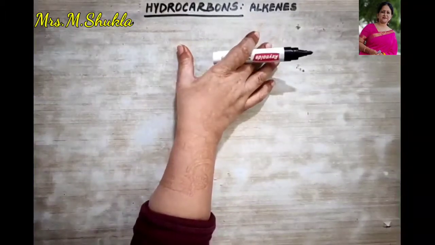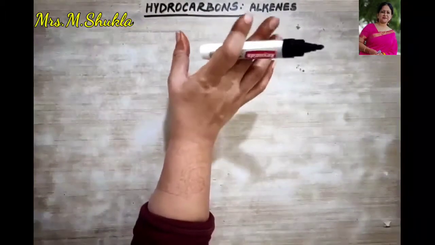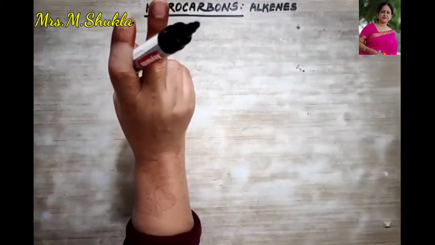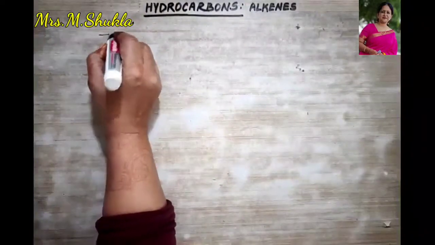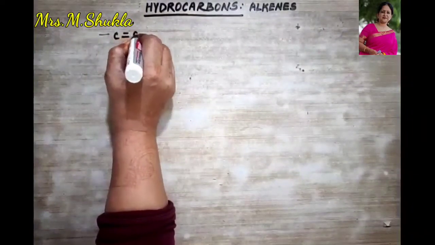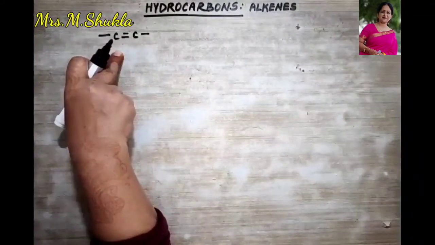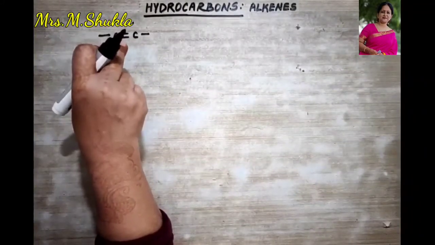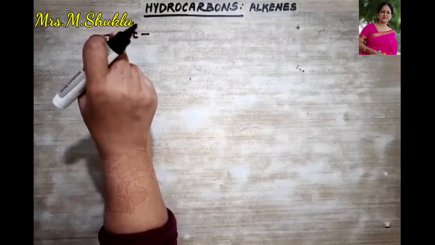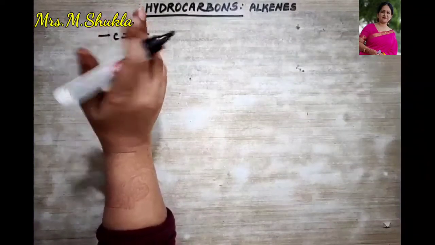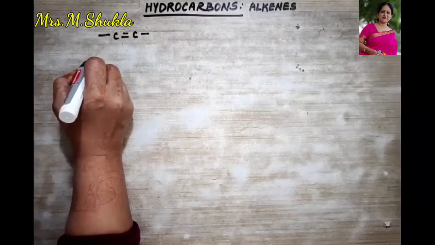So these alkenes are those hydrocarbons which involve at least one double bond between the two carbon atoms, right? That is, between the two carbon atoms we see one double bond. So the alkenes are identified by the presence of this double bond between the two carbon atoms. Like for example, ethene. So how do we write down ethene?